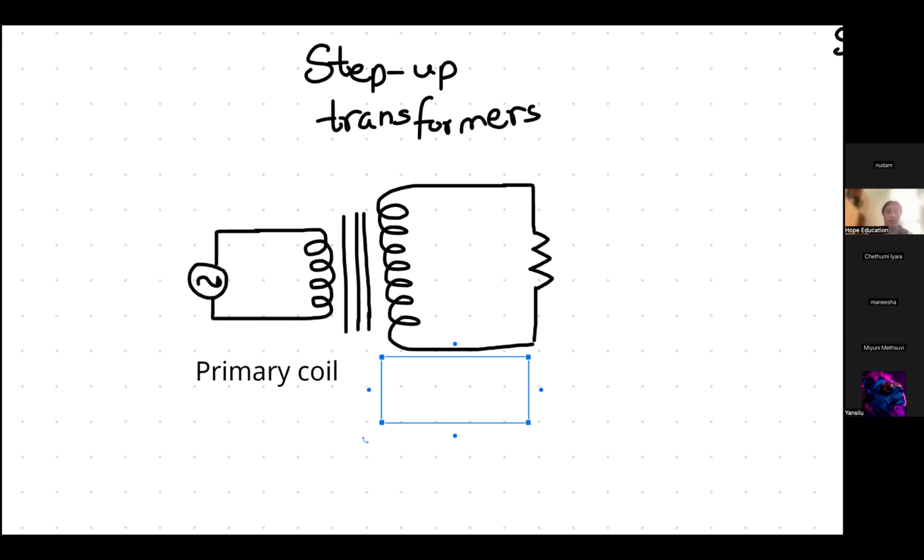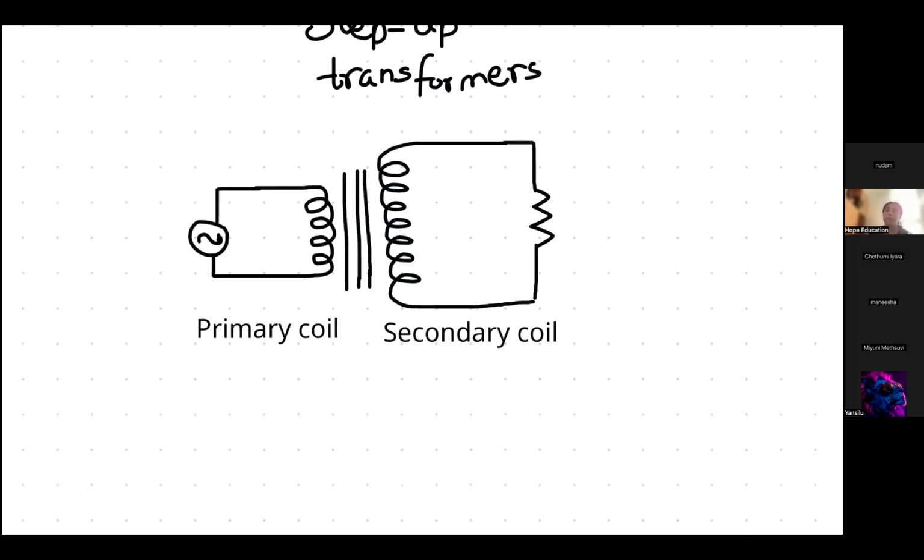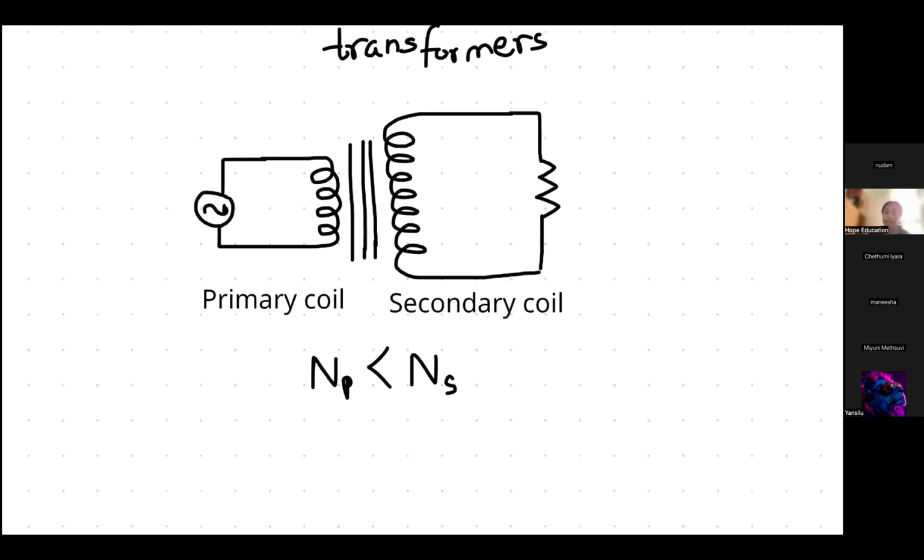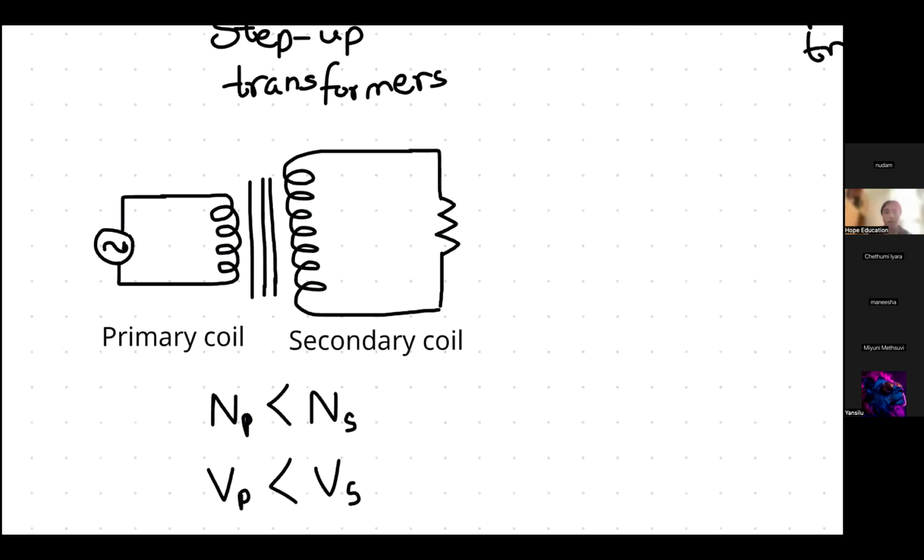So kids, where is the number of turns higher? In the secondary coil, right? The number of turns in the primary coil is less than in the secondary coil. In the same manner, the electromotive force or voltage in the primary coil is less than the voltage in the secondary coil. So the secondary coil voltage is higher. We use a step up transformer to increase the voltage. Step up, okay? Now what about step down?